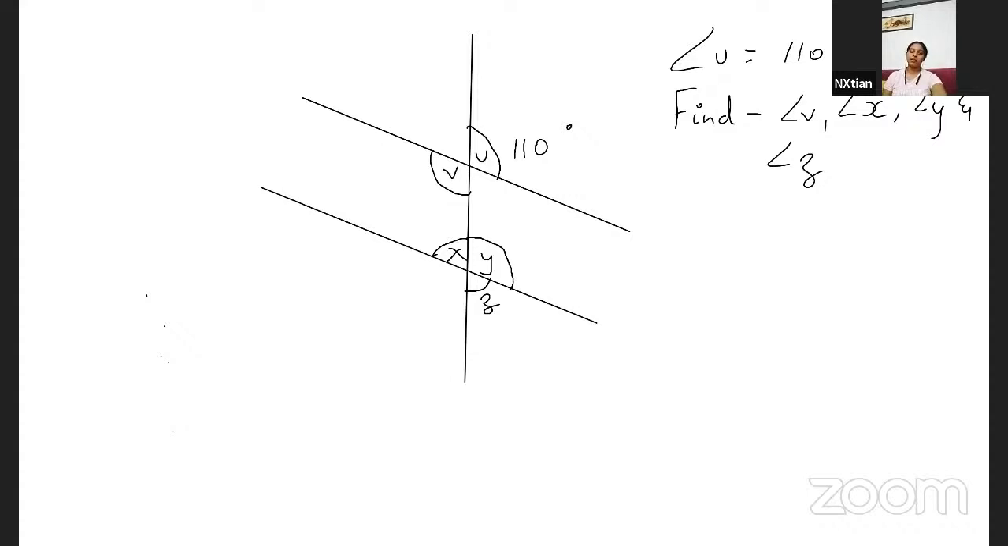Yes, Abraham, hope you were able to do it. Yes, ma'am, I'm able to do it. I just have to find out the last two angles. Okay, do it and then let me know when you are done. So we'll discuss.